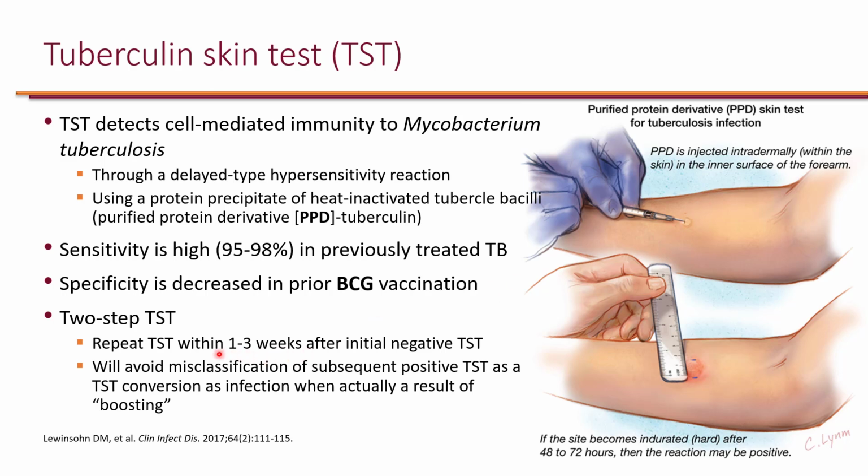And then the second test that's given 1 to 3 weeks later, if it tests positive, then you can actually catch more latent tuberculosis by avoiding a false negative. Now, if that second test is also negative, then you can rule out latent tuberculosis.